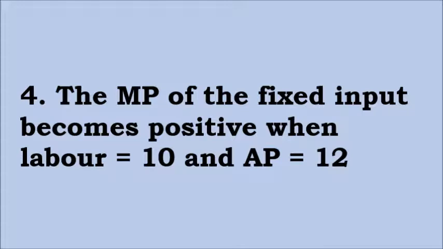So when the question asks at what values of labor and AP does MP of the fixed input become positive, what you say is that the MP of the fixed input becomes positive when labor is equal to 10 and AP is equal to 12. That's where the MP of the fixed input becomes positive. So below that is negative.